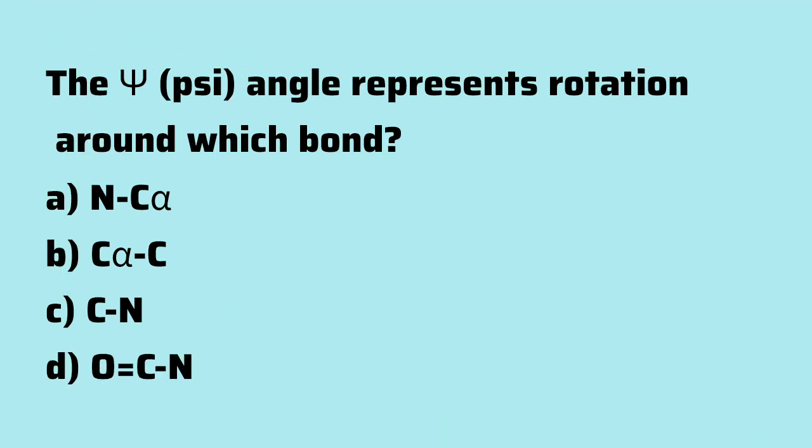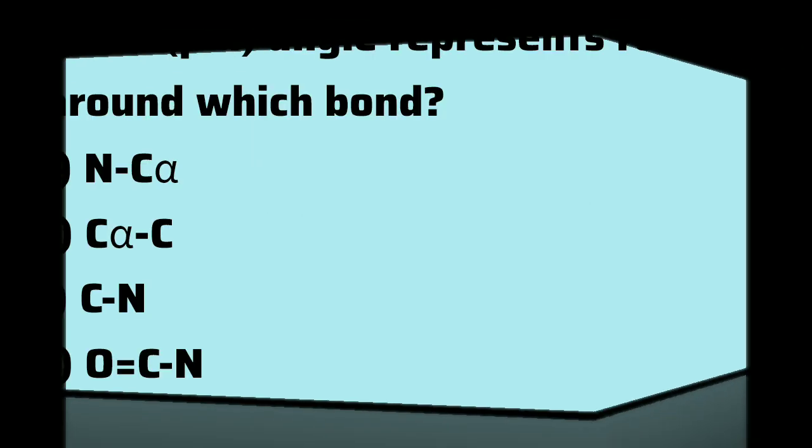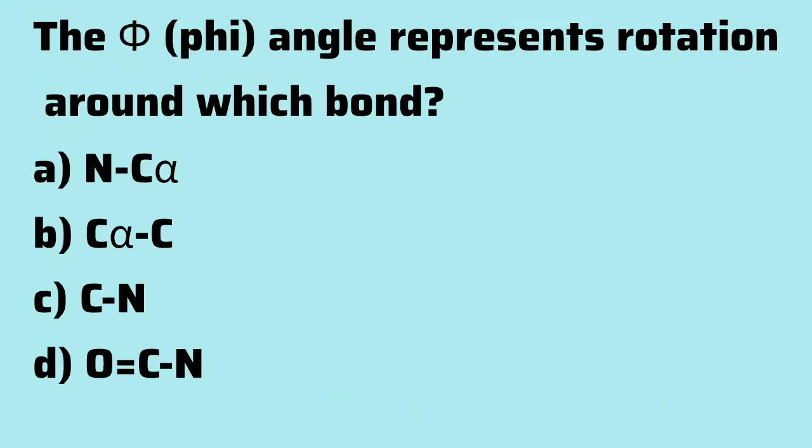The psi angle represents rotation around which bond? So psi angle is present between the C alpha and C. There is a trick to remember: C, C and psi. Okay, so that is how we can remember it. So psi angle is present between the C alpha and C. Correct answer B.